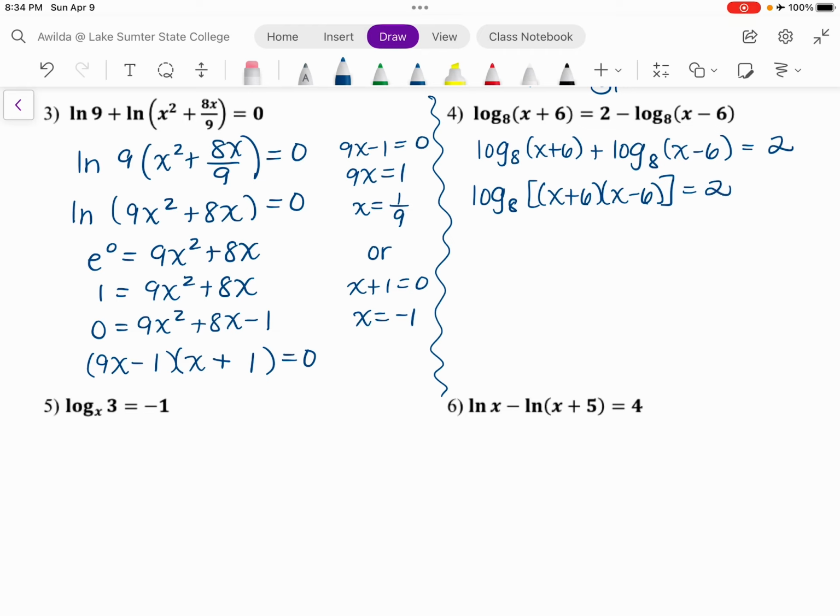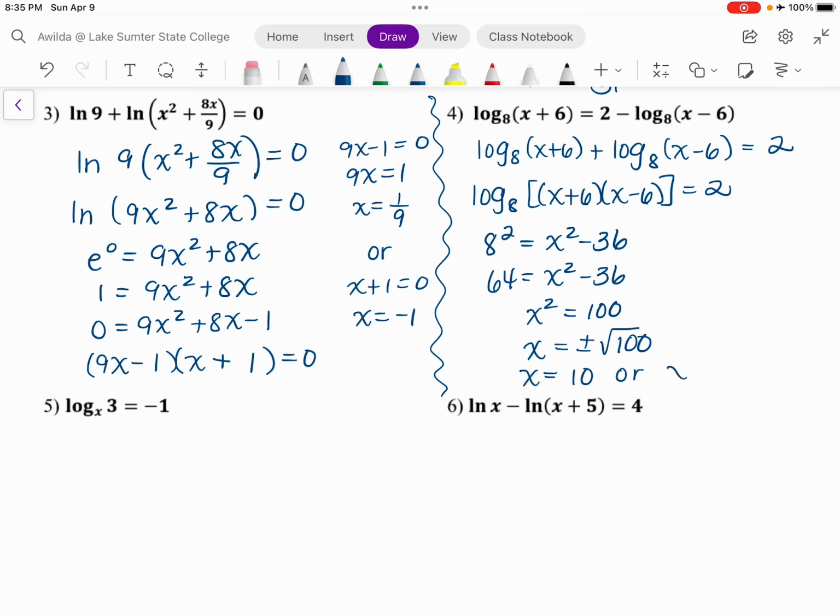Now we can write this in exponential form. 8 squared is equal to, and I'm going to go ahead and distribute the x plus 6 times x minus 6. This will be x squared minus 36. On the left-hand side, we have 64. And if I add 36 to both sides, I get that x squared is equal to 100. And using the square root property, I get that x is equal to plus or minus square root of 100, so that either x is equal to 10 or x is equal to negative 10.